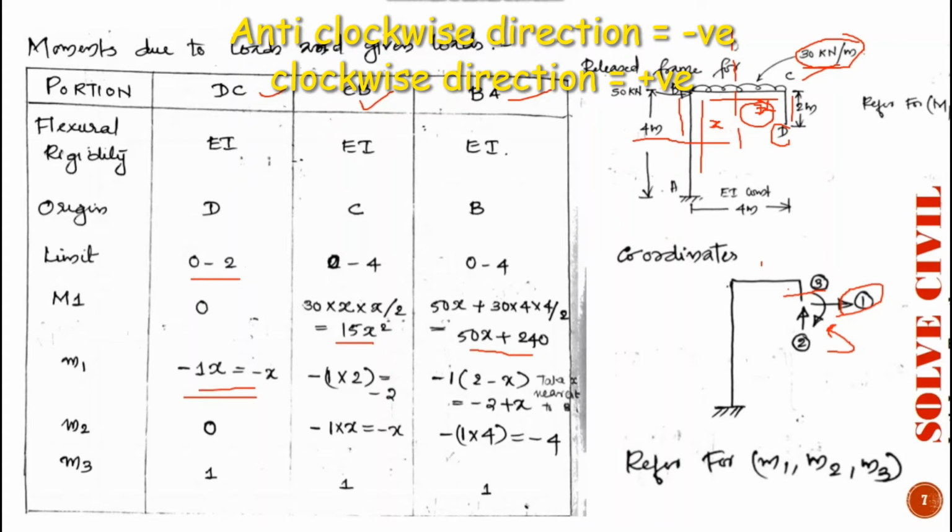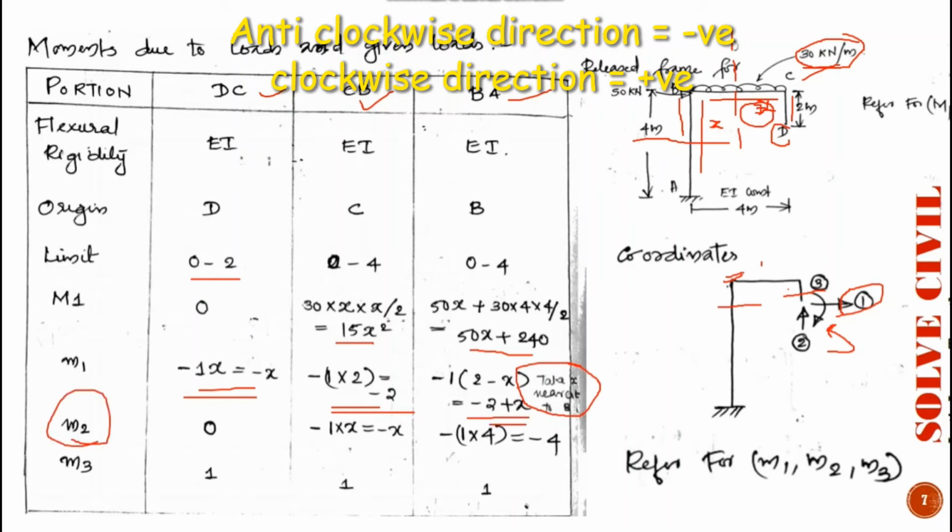So, the moment will be minus 1 into 2, that is minus 2. For BA, it will be minus 1 into 2 minus x. That is, we have to consider the portion or the distance x which is nearest to B. So the value of moment will be minus 1 into 2 minus x, that is minus 2 plus x.